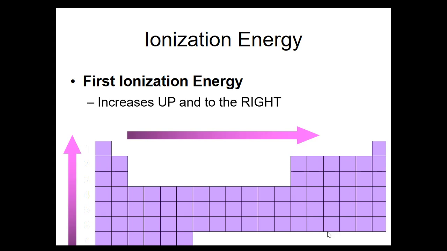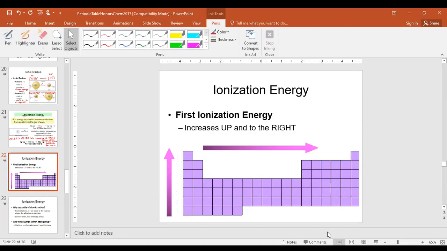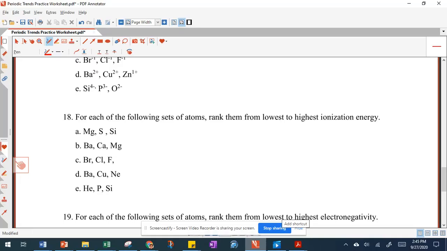So let me just ink that onto this slide so you guys can write that down in your notes. So going from left to right, you have more protons and more electrons. So more attraction between them and greater ionization energy.